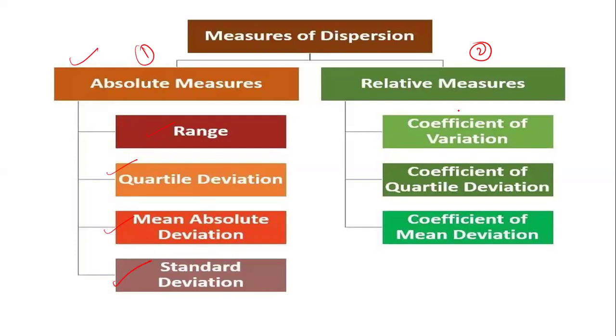Now the relative measures mean the coefficient of variation, and the coefficient of quartile deviation. This is also a relation. The coefficient shows the relationship. So that's why the relative measures are the coefficient of variation, coefficient of quartile deviation, and coefficient of mean deviation. So these are the relative measures.